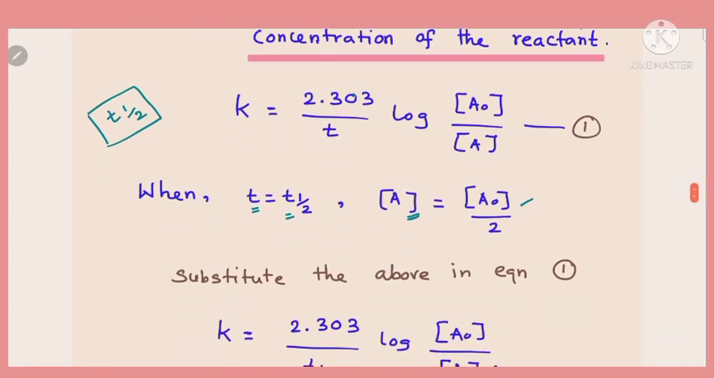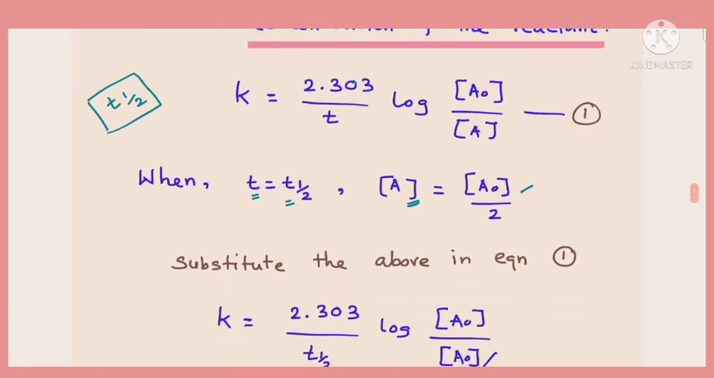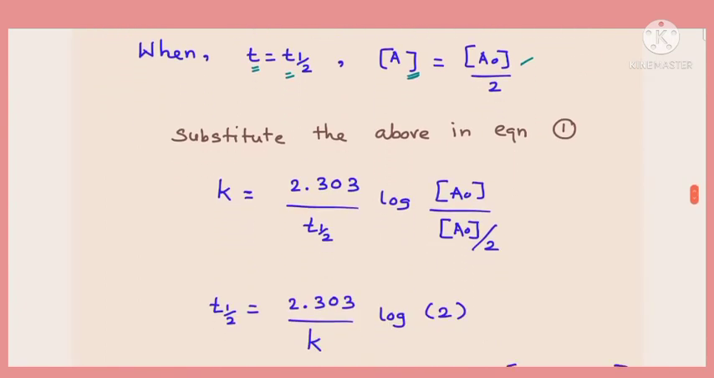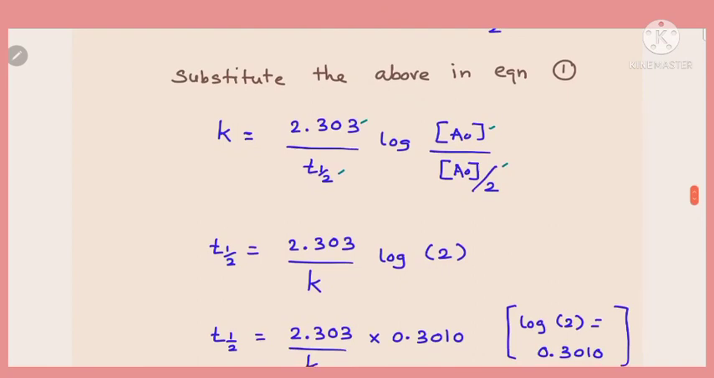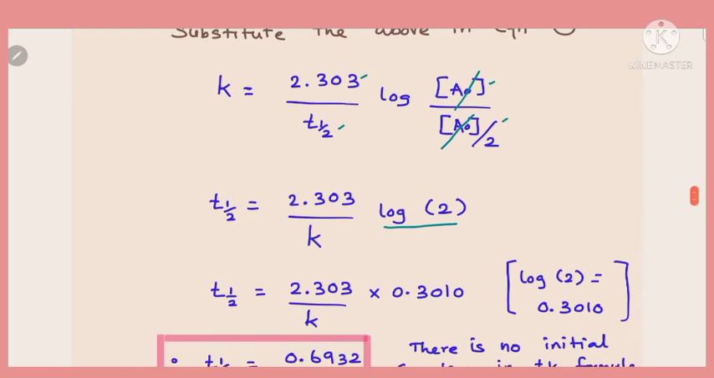I substitute both of these in the above equation, t half in the place of t, and a naught by 2 in the place of a. So k equals 2.303 divided by t half into log of a naught divided by a naught by 2. Now this a naught gets cancelled, so the 2 goes to the numerator and you get log 2. Rearranging, I bring t half to the left-hand side, so k goes to the denominator. You get t half equal to 2.303 divided by k into log 2.